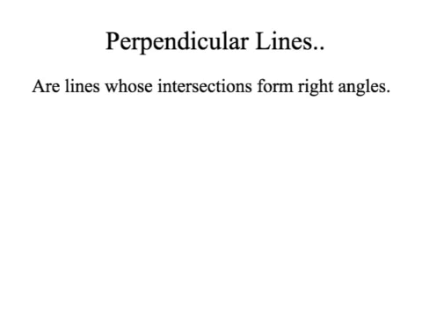Perpendicular lines do intersect, and the point at which they intersect forms right angles. So the angles made by perpendicular lines are right angles. They're 90 degrees. So all four of these angles would be 90-degree angles.